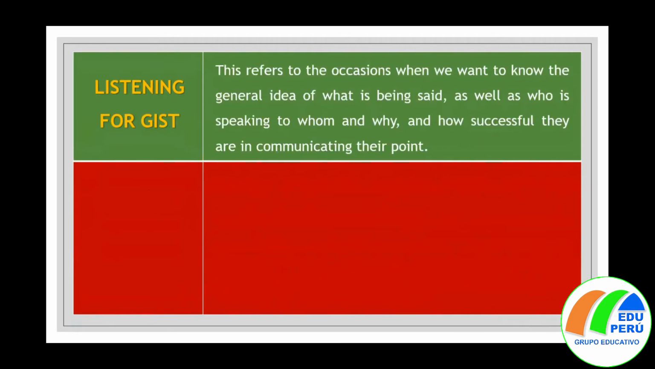So let's start. Notice here, listening for gist. What does it mean? Listening for gist refers to the occasion when we want to know the general idea of what is being said, as well as who is speaking to whom and why, and how successful they are in communicating their point. So this is listening for gist.